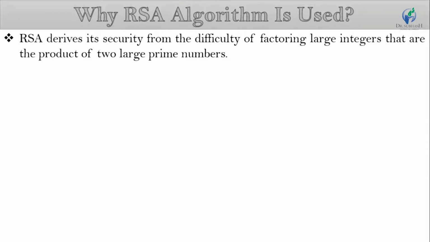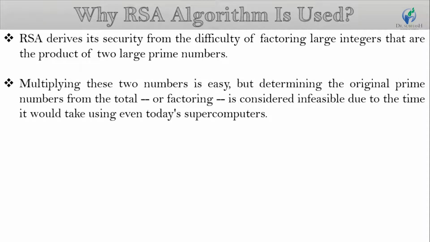RSA derives its security from the difficulty of factoring large integers that are the product of two large prime numbers. Now, multiplying these two numbers is easy, but determining the original prime factors, or factoring, is considered infeasible due to the time it would take using even today's supercomputers.